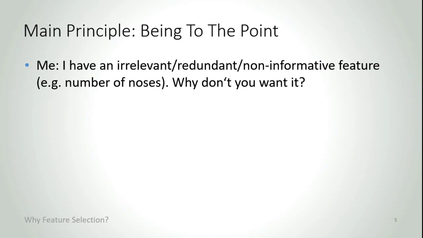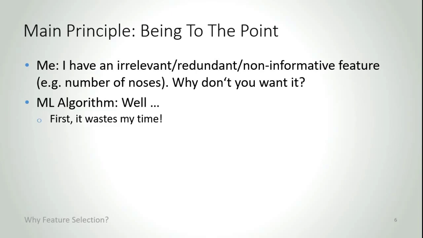So I have an irrelevant, redundant, or non-informative feature, like the number of noses that we saw in the very first introduction video. Why don't we want it? The answer from the machine learning algorithm is that, well, first of all, it wastes my time. I need to compute on that. Second, it makes things complicated. The machine learning model, the model we choose for our problem, will be complicated with more features.